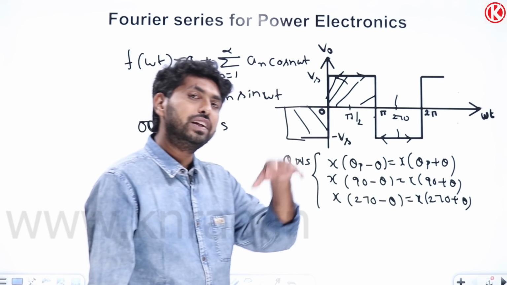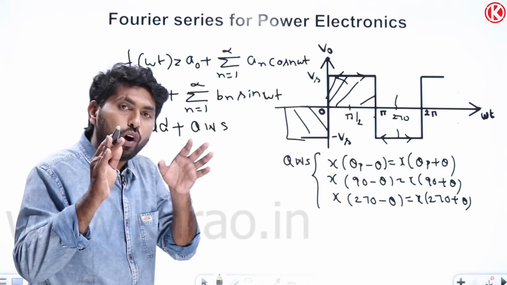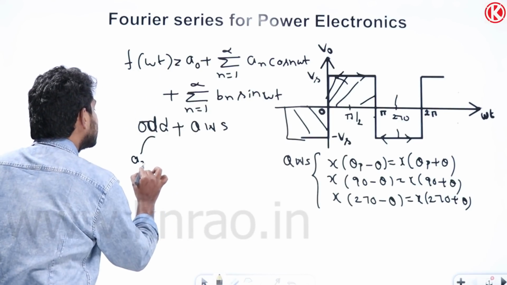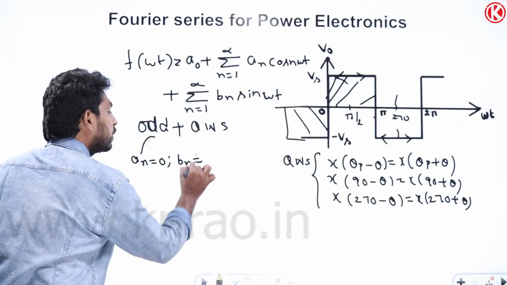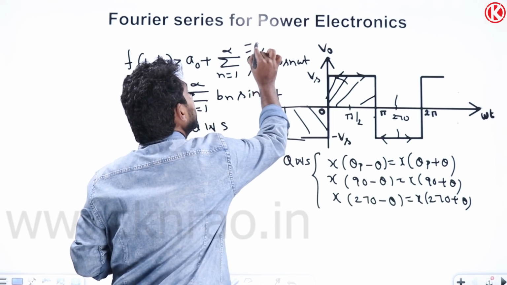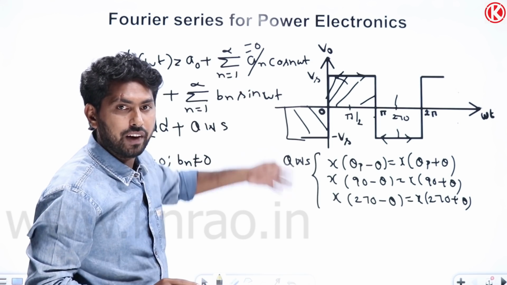Why have we checked whether it has odd symmetry or quarter wave symmetry here? Because if it is an odd function, the an value is 0 and the bn value we need to find, so bn is not equal to 0. In this expression we can make an equal to 0, so it is not necessary to find the an value.